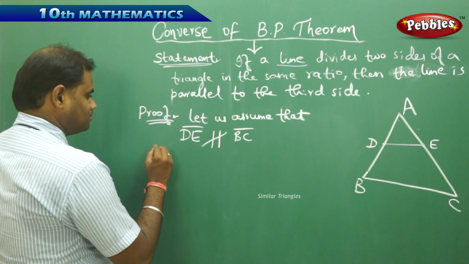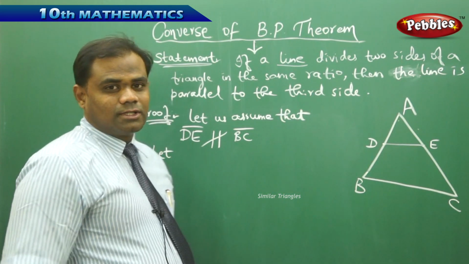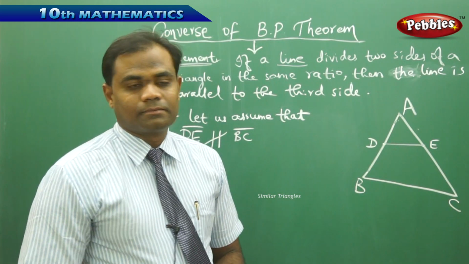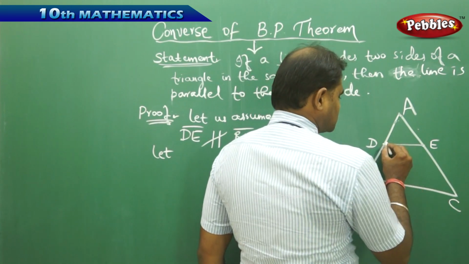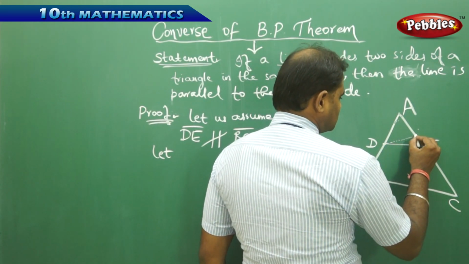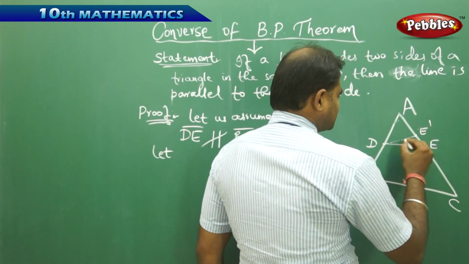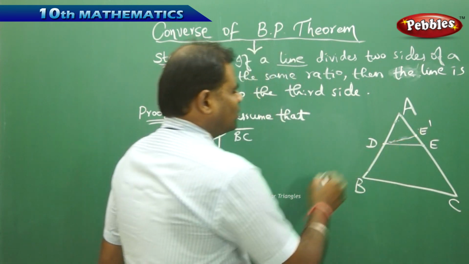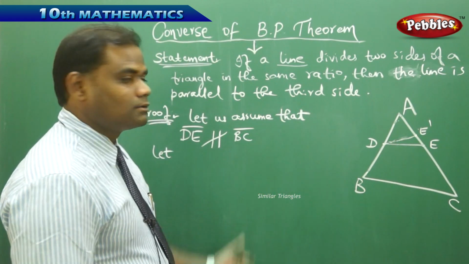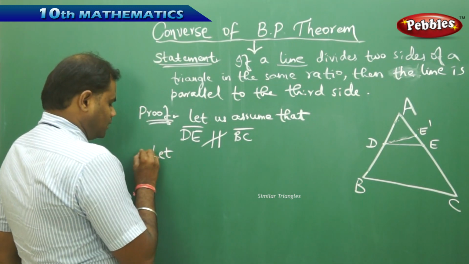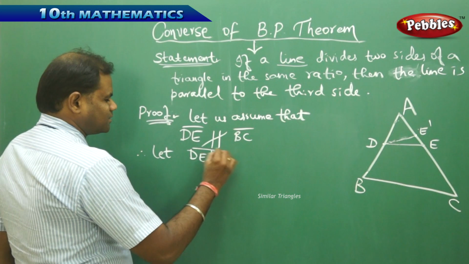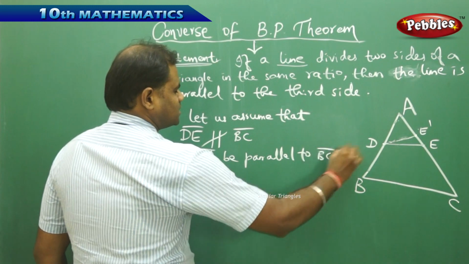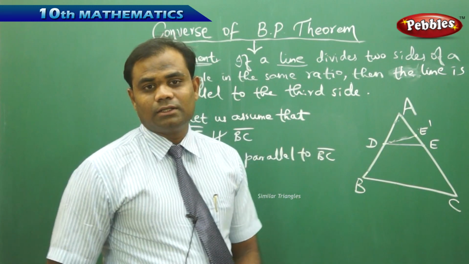Now, because this line is not parallel to BC, there must exist some line which must be parallel to BC. So, on our assumption that this is not parallel to this, let me take another line DE dash which is said to be parallel to BC, is how I assume for the given concept. Therefore, let DE dash be parallel to BC. So I assume this to be parallel to BC.